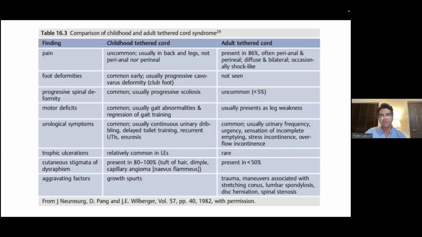So this is showing us what tethered cord could look like in both a child and an adult, and the parameters they use for pain, the foot deformities, as previously mentioned, via lipomyelomeningocele, motor deficits, urological symptoms, cutaneous stigmata, and aggravating factors. First and foremost with pain, it's uncommon in children, usually in the back and legs as previously mentioned, but adult tethered cord shows a high incidence of pain. You don't see any foot deformities in adults, and urologic symptoms are common in both. So that's why they advocate for early consult.